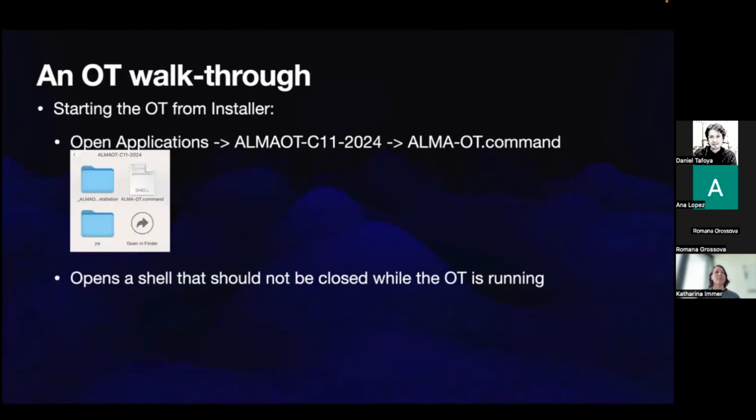So how do you actually start the OT? I will show you this in a moment as well. If you started from the installer, you go to the folder it makes in your applications, and you hit the almaot.command file. And unfortunately, due to some changes on Mac, it is now done in a way that it opens a shell from which the OT is started. Please do not close that shell while you're working in the OT.